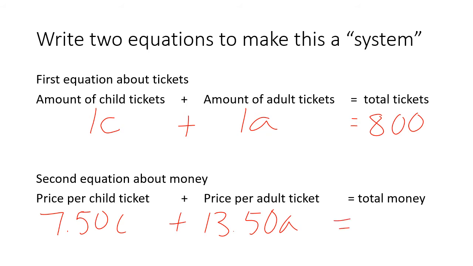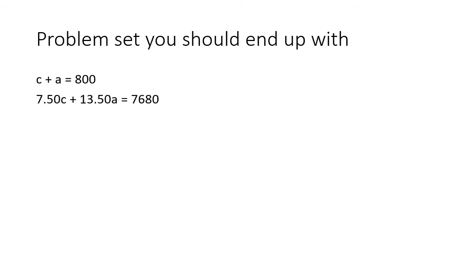And then, of course, our total amount of money we earn from selling tickets is $7,680. All right, so again, our first equation is just going to be about the amount of tickets, and the second is about money. And together we have a system of equations that we can manipulate to solve this. So this is where I want you to start learning the skill here.